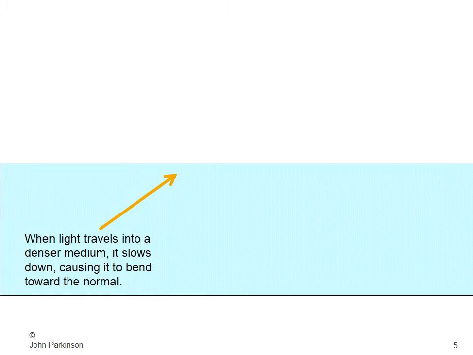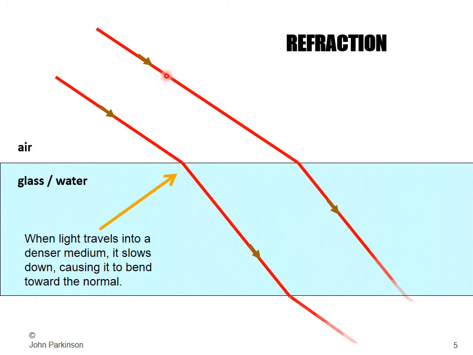For example, let's say there's air on the top where the light originates, and the light rays go down into water or glass or something more dense than air. This light will bend when it reaches it. Then when it comes back out the other side of the window or the water, whatever it is, it gets bent back the way it was before because it's going back into air.